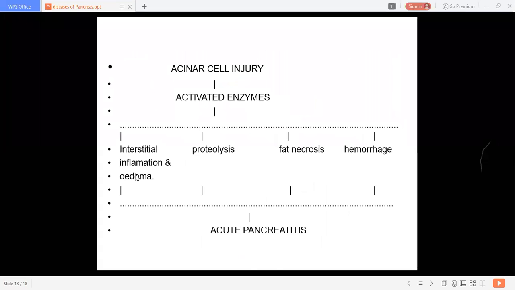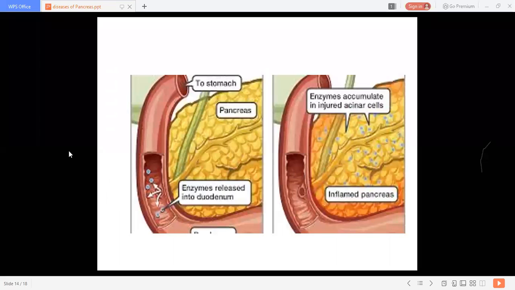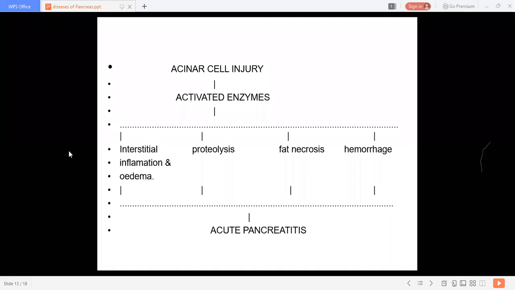The light is gone. Can you hear me? Yes, students. Yes, ma'am. The light is gone, so my Wi-Fi is not working.